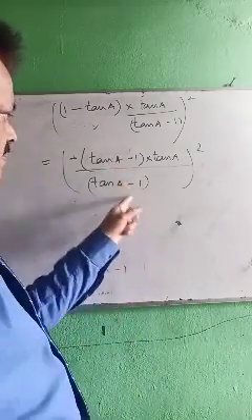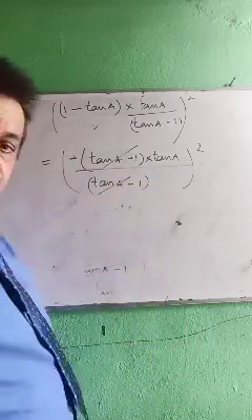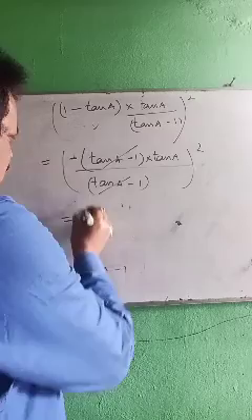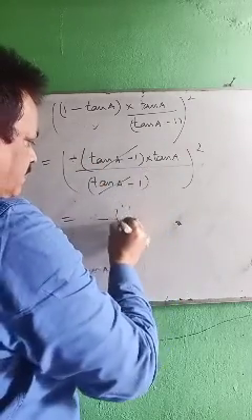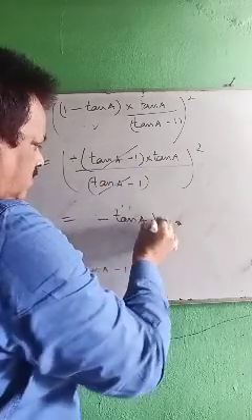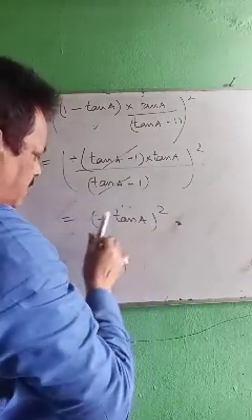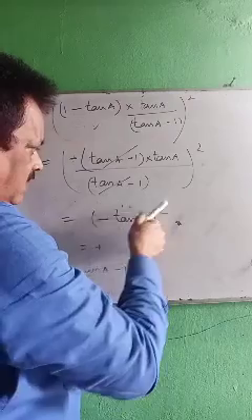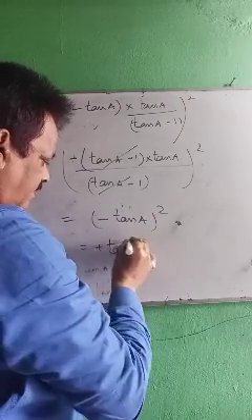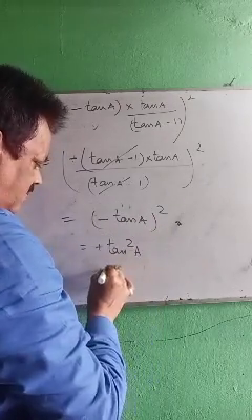Look, now it is the same, you can cancel it. What is left? Minus tan A. But the whole square is there. So minus squared plus tan A squared, tan square A. Proved. That is RHS.